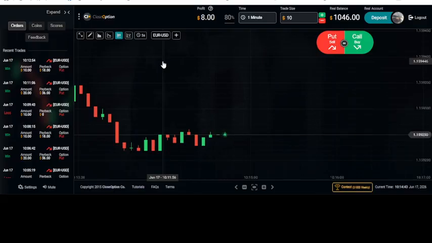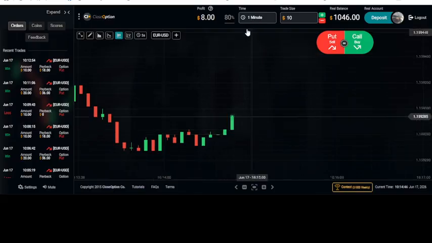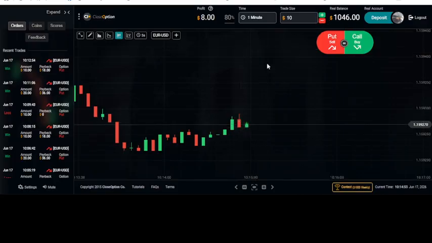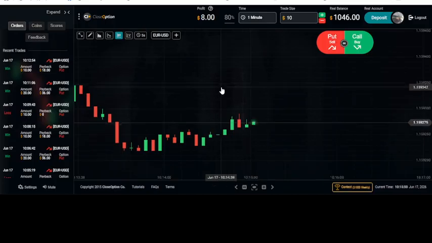Like I said, be sure to only trade 1% of your capital, no more than 5% if you want to take more risk. Obviously, you're going to need a certain amount in your balance to start with in case you do lose trades.